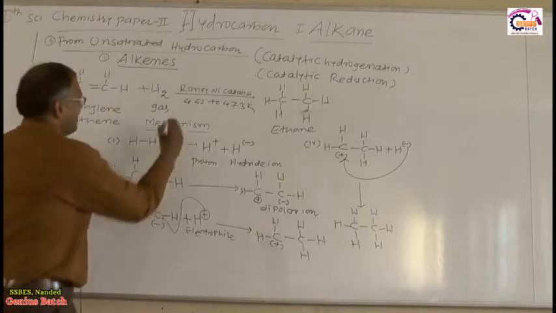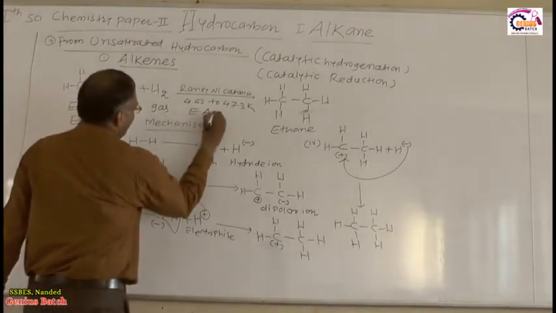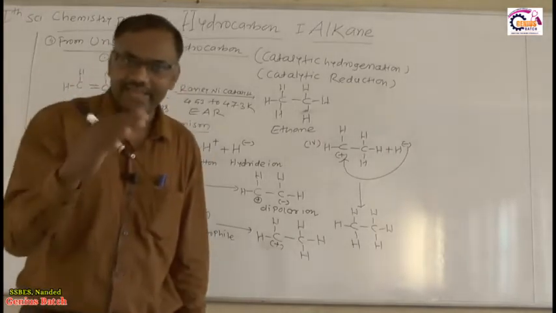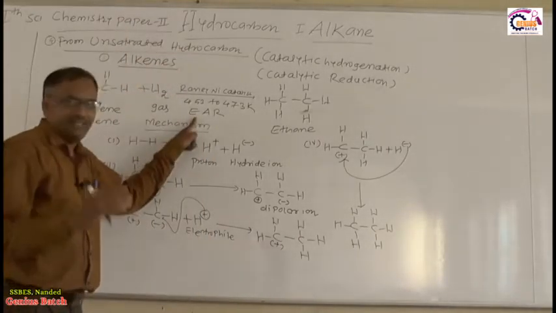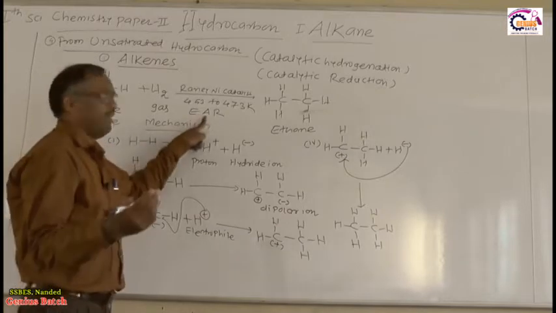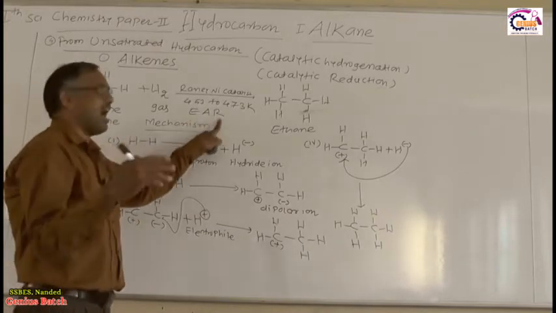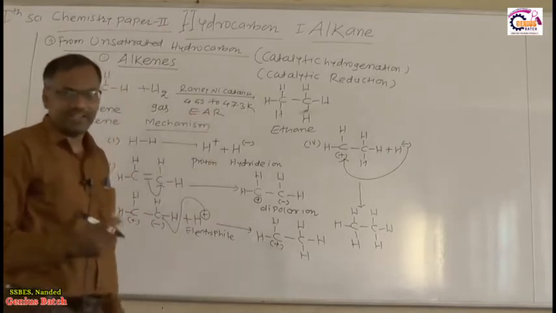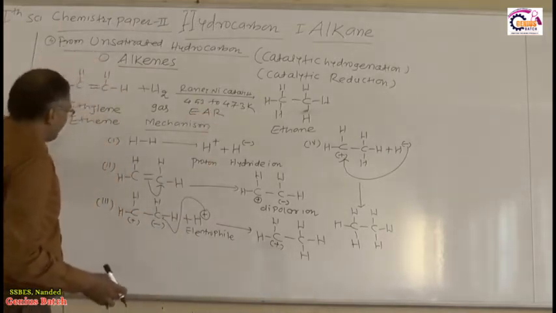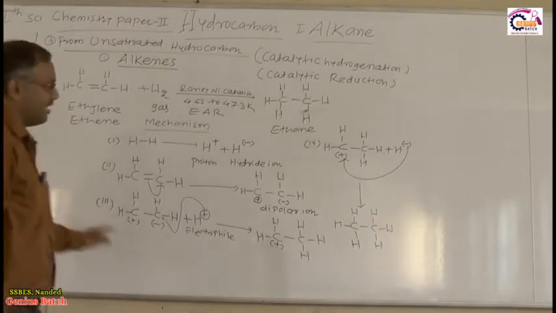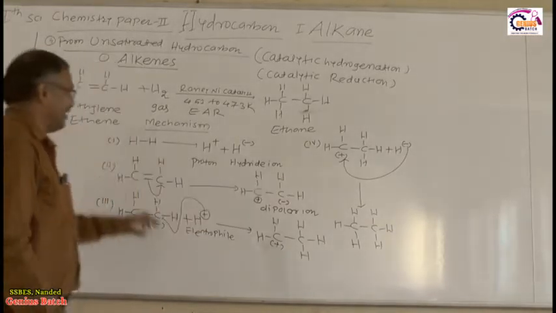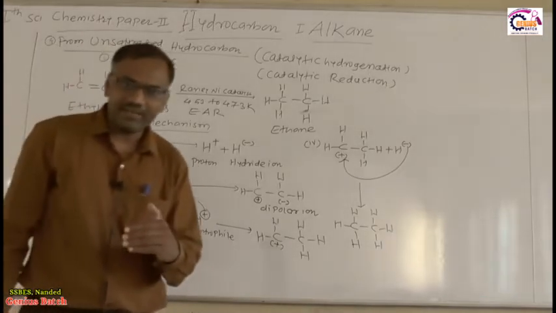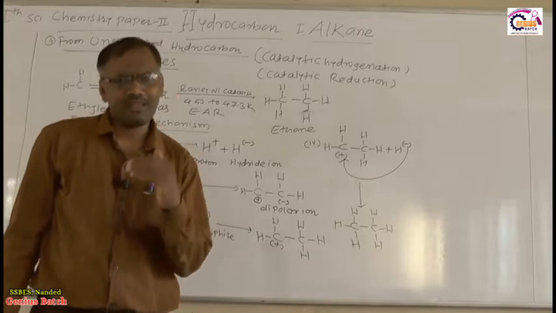What is the type of this reaction? The type of reaction is electrophilic addition reaction, that is generally written as EAR. E stands for electrophilic, A stands for addition, R stands for reaction. So this is a type of electrophilic addition reaction. How does this electrophilic addition reaction take place? These are the four steps, that is the mechanism. So what is the mechanism? The minute steps involved in a chemical reaction are called the mechanism.